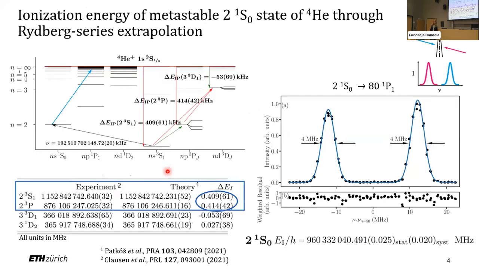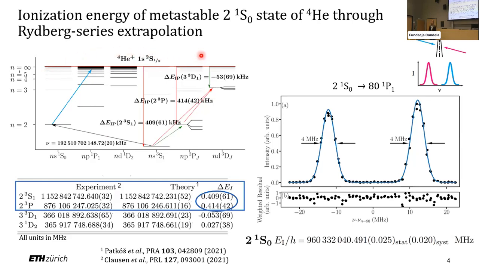Okay, so I will now talk quickly about the measurement which we have performed, where we try to contribute to this puzzle with the measurement of the ionization energy of metastable helium atoms in the singlet 2s state, which we did through Rydberg series extrapolation. The way our measurement works is that we measure transitions connecting the singlet 2s to the nP Rydberg states, and we measure a series of different transitions such that we can then extrapolate to the ionization continuum.